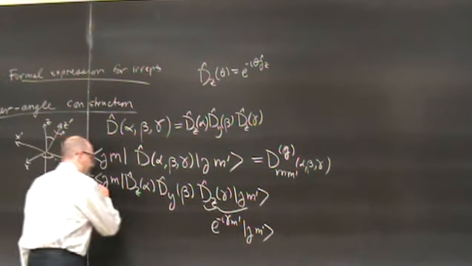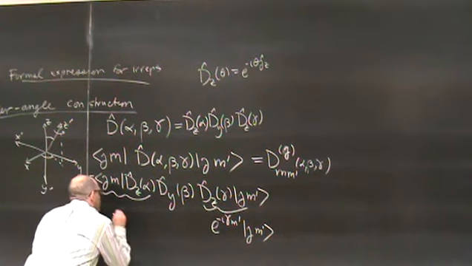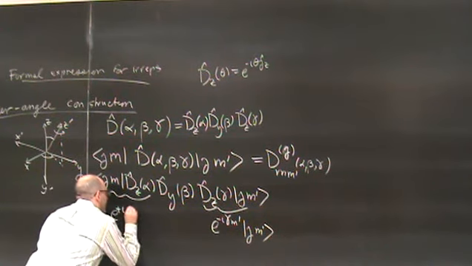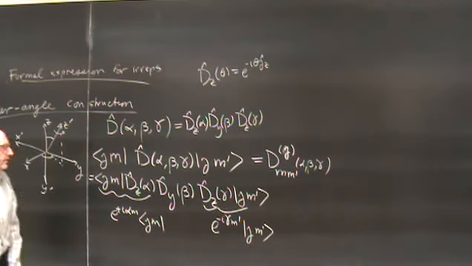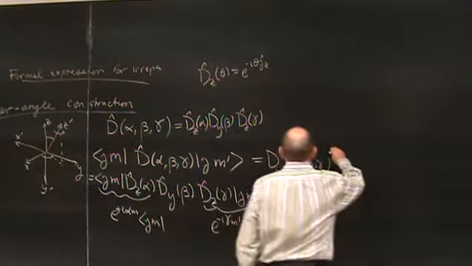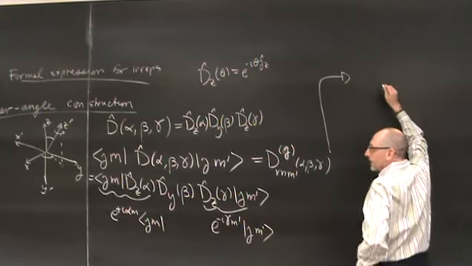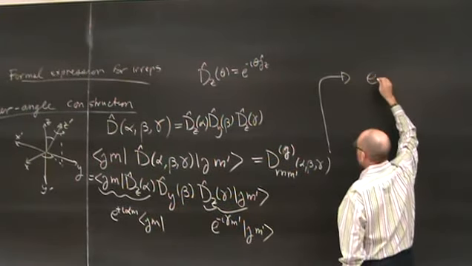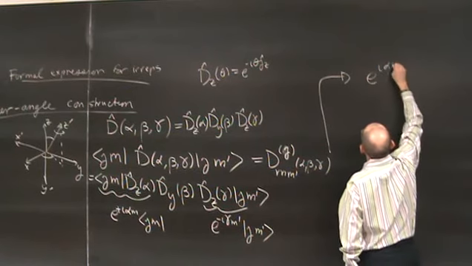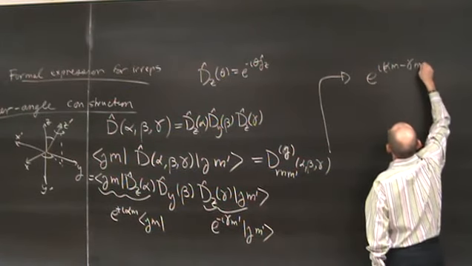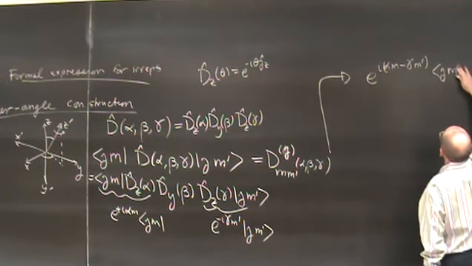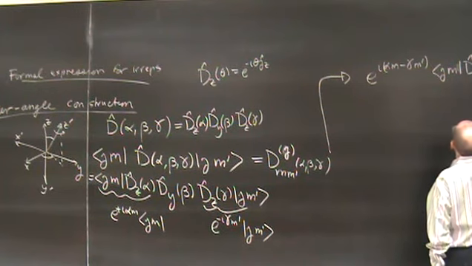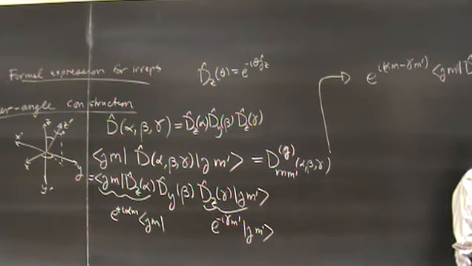And this is an eigenvector of this. It's the conjugate, e to the plus I alpha m. So this is equal to e to the I alpha m minus gamma m prime times j m d y beta j m prime.